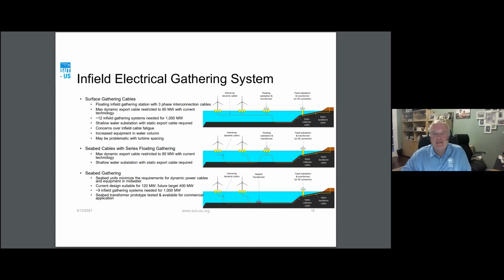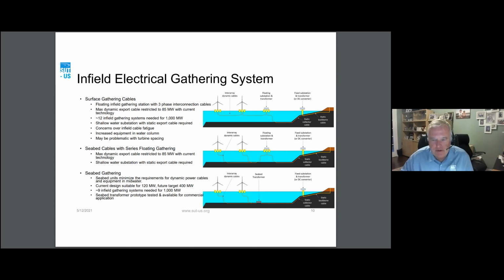If, however, that is no longer practical and you need to combine more power cables together to go for a smaller number of cables or to boost the voltage to give you better transmission distance, then you need to be thinking about installing some sort of a substation, a smaller substation out there. And people are proposing floating substations.